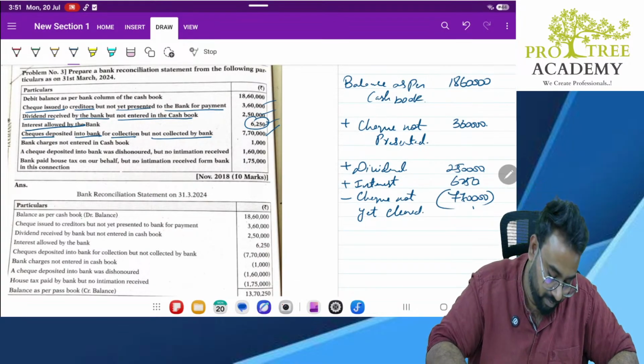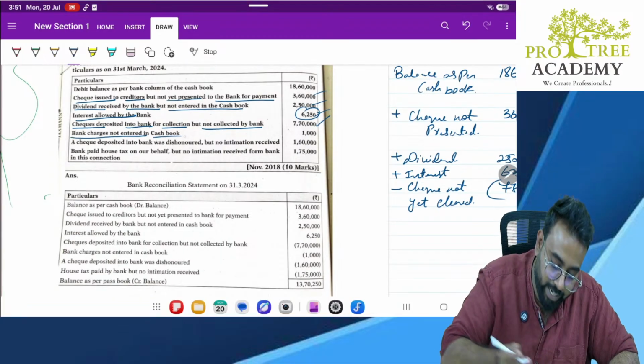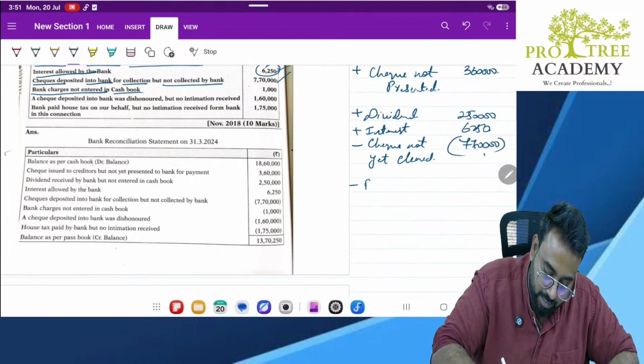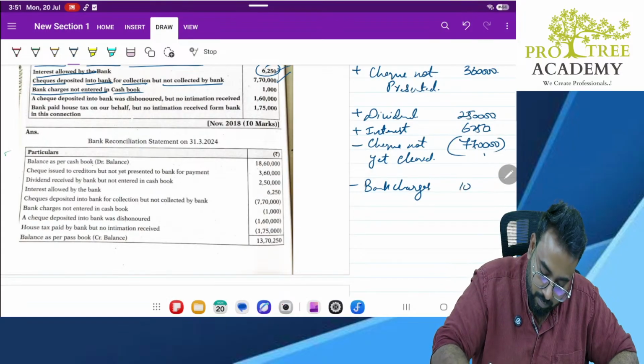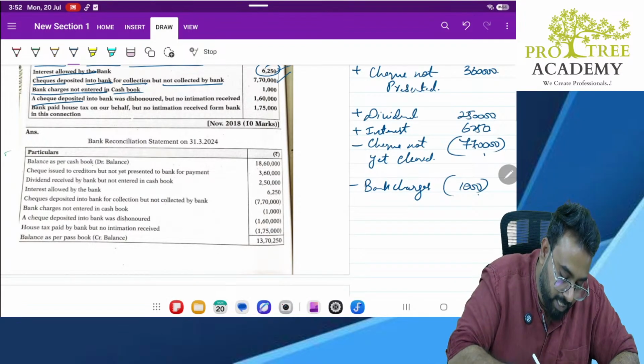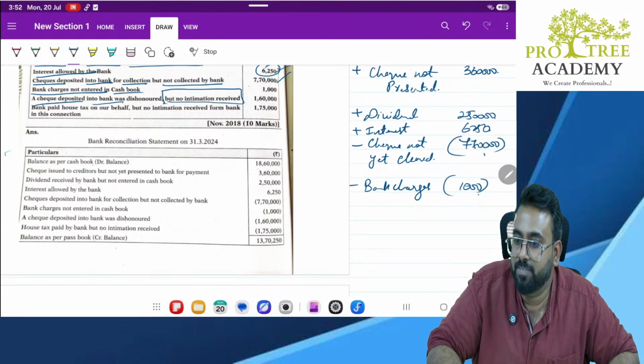Correct, everybody. Next, bank charges not entered in the cash book, record it. Reduce the balance. Correct or no? Next, a check deposited into the bank was dishonored but no intimation received.